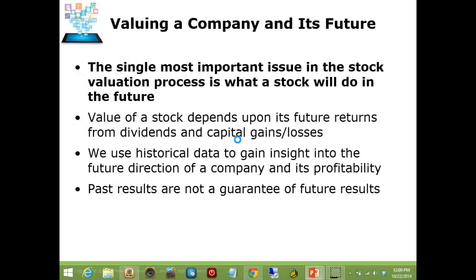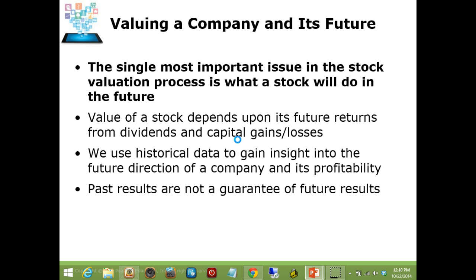All right, so things that we could use to kind of value a company's future. A big part of it depends on the future returns: dividends, capital gains, losses. Historical data can give us an idea of how they've been doing in the past, but past results aren't guaranteed for future results. But they are a good starting point. If they've been a good earner and they've been good at making new products, expanding their sales, increasing their efficiencies, they'll probably do that more in the future.